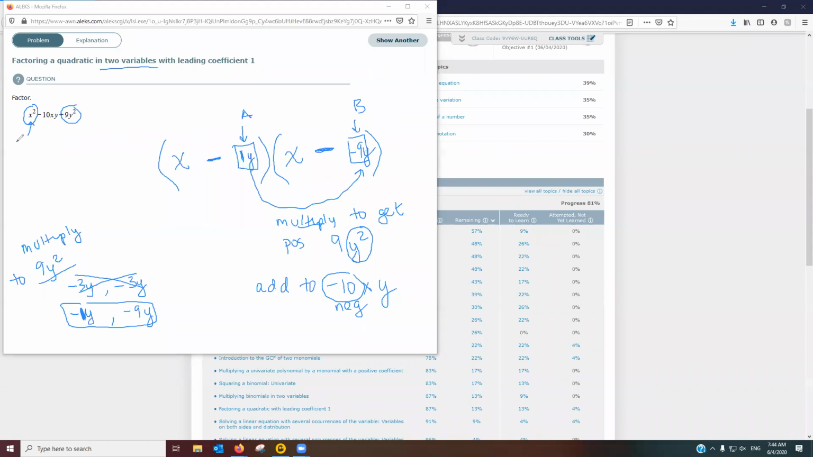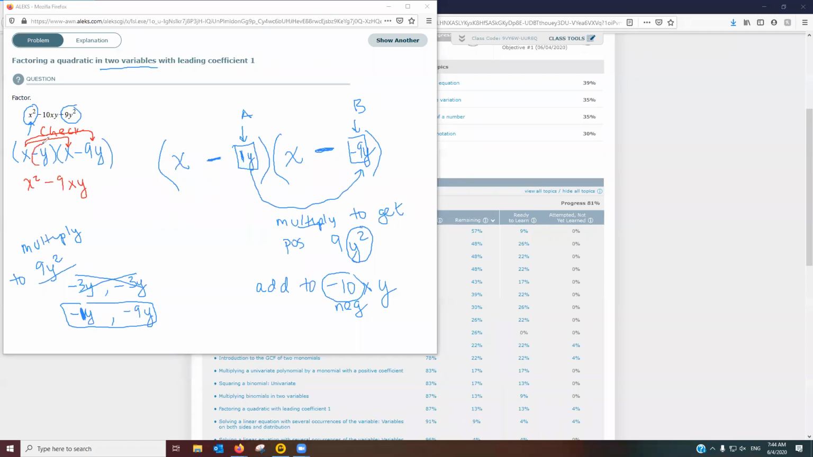Let me do a quick double check. Let me write this here. So we got x minus y and x minus 9y as my possible answer. Let me do a quick FOIL multiplication because now I want to do a double check. So this is going to be a check. All right, I'm going to start out with x multiplying x. That's x squared. Then I'm going to do x times negative 9y. That's going to be negative 9xy.